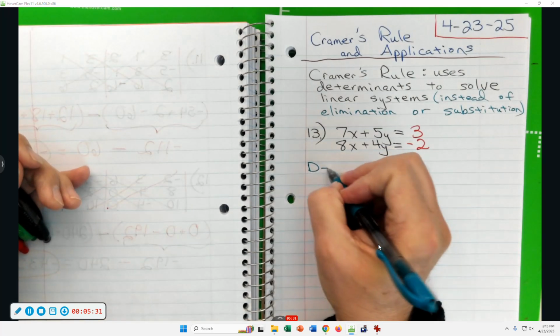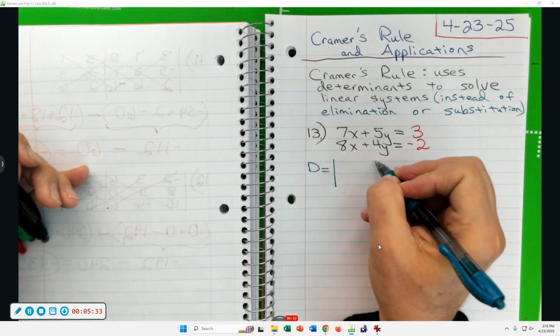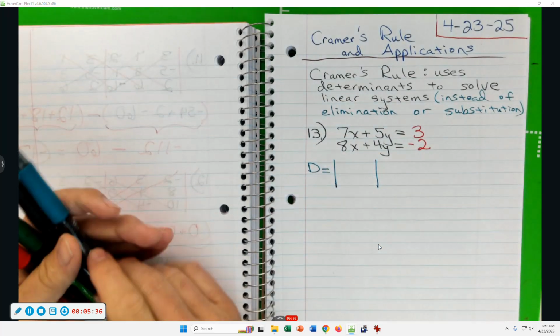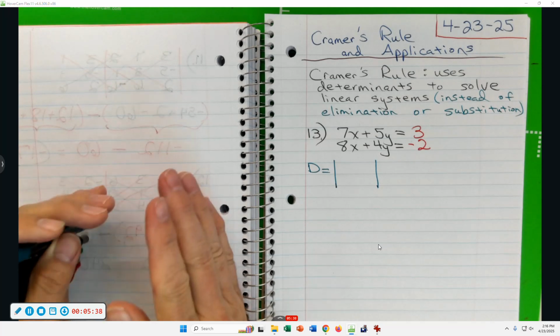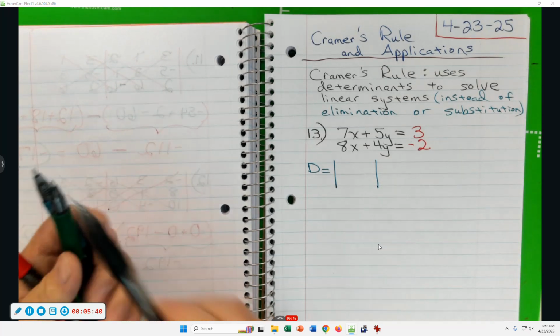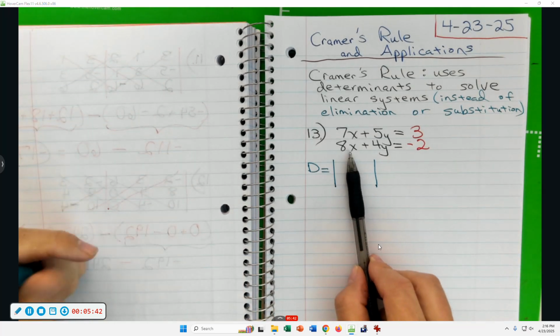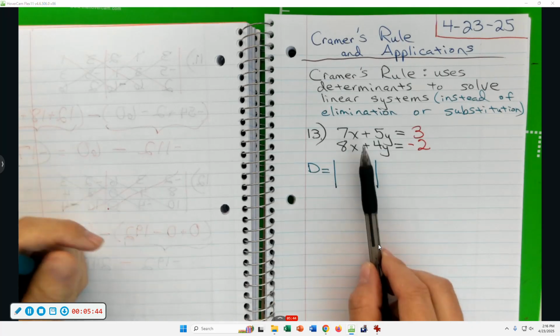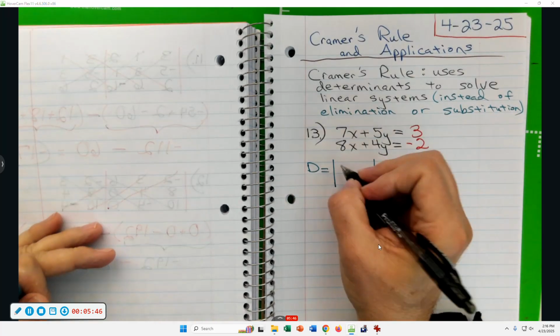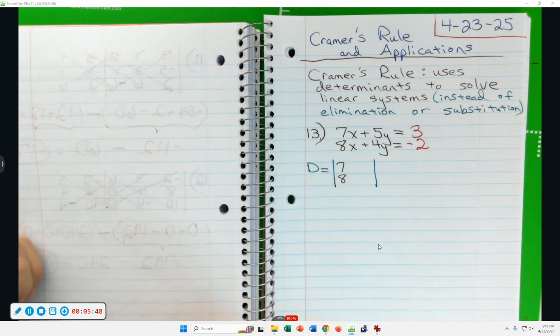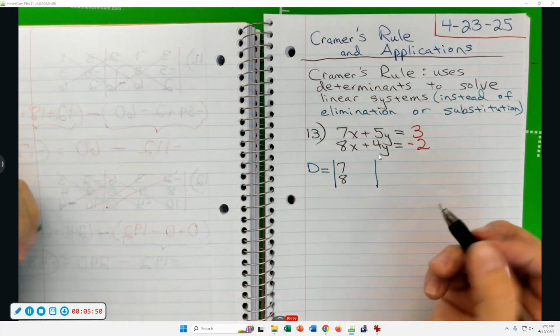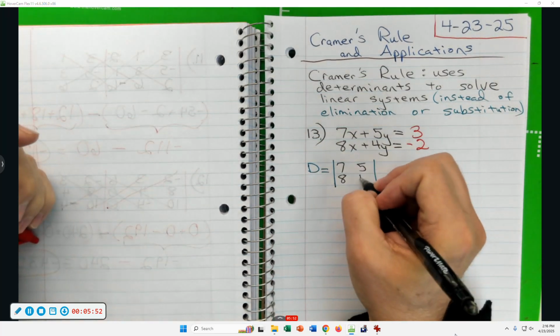So, the first thing Cramer did was find the determinant of the coefficient matrix. The coefficient matrix is just the coefficients on x and y. The coefficients for x are 7 and 8. The coefficients for y are 5 and 4.